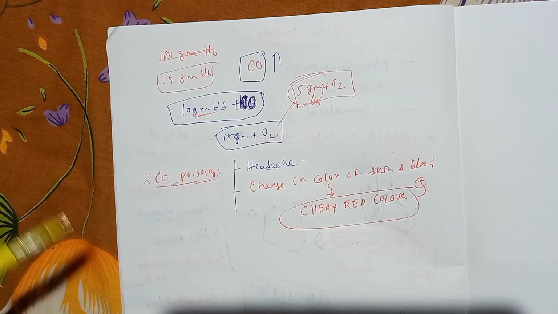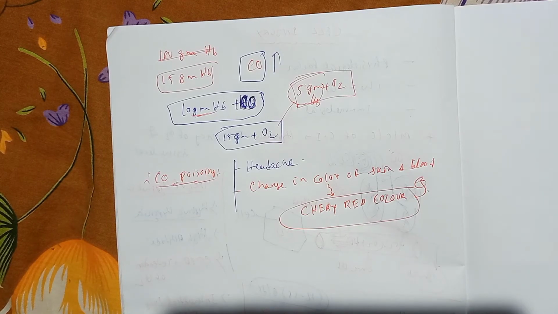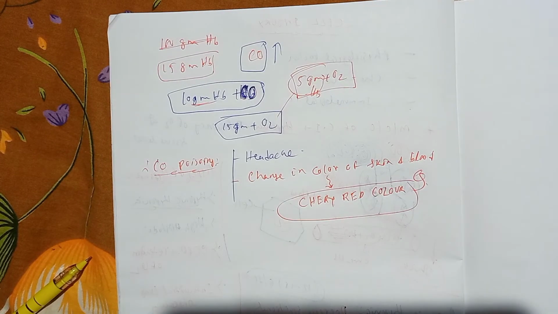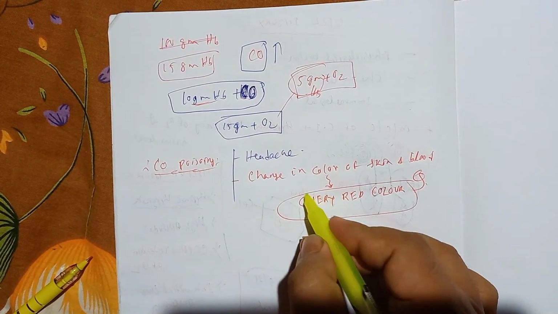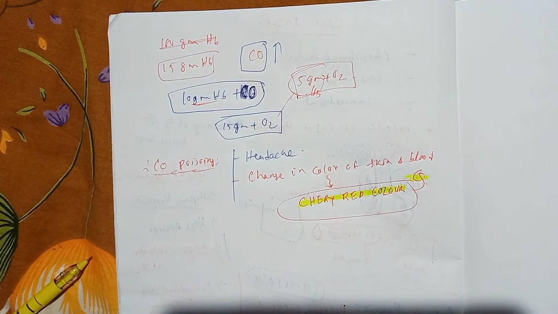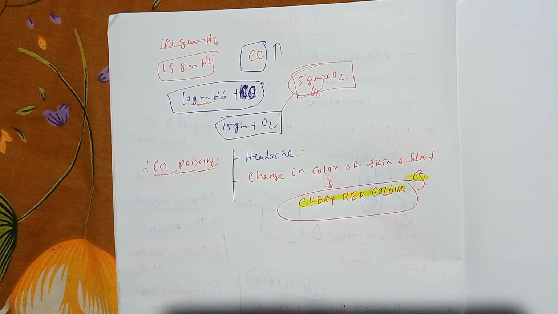And you can also highlight it. If you do have a highlighter, then you can. If you don't have one, then try to buy one and mark it like this. So this is a very important point. You can have the question from it. So this is the carbon monoxide poisoning.